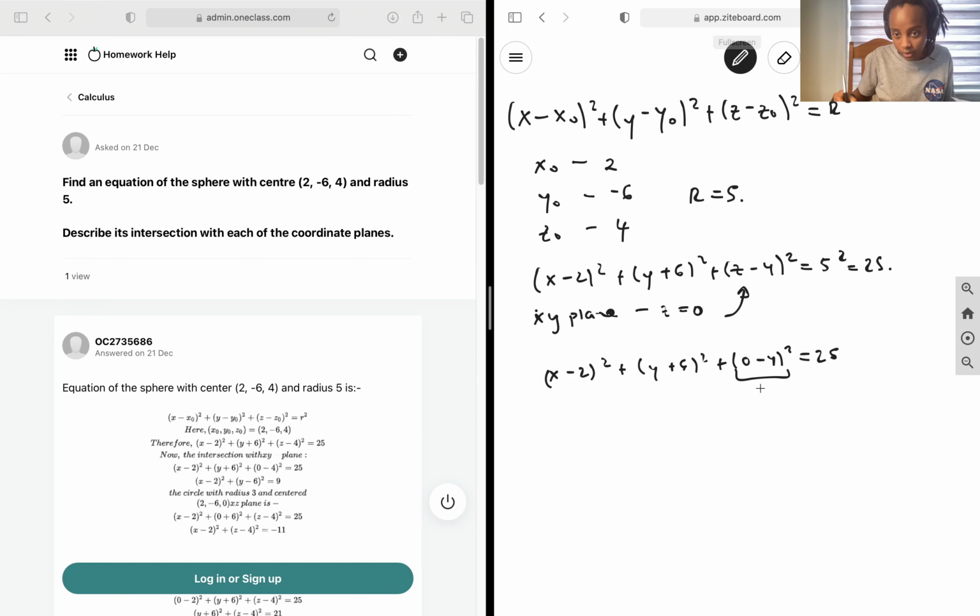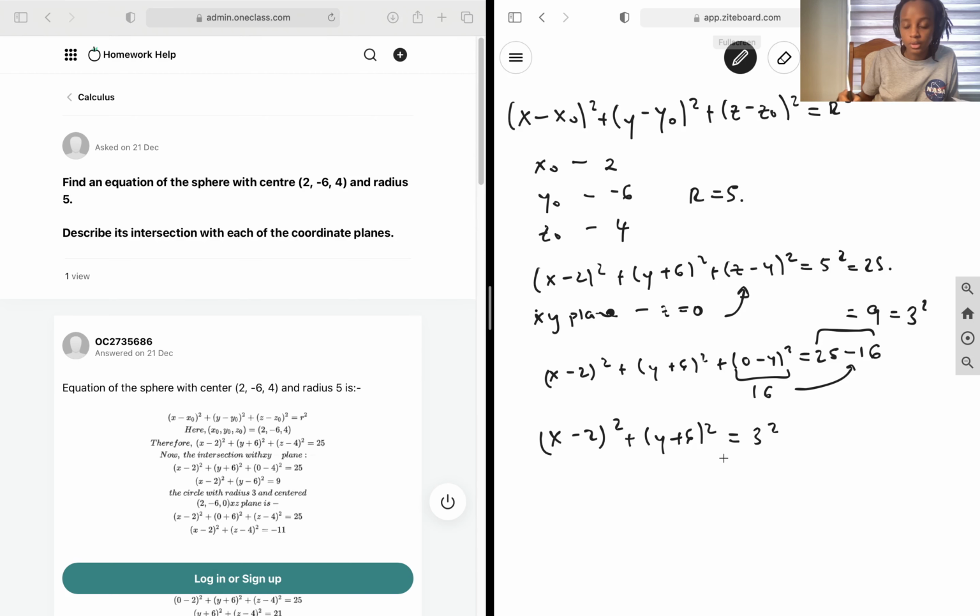And this -4 squared is 16, and I'm just going to move it here to the other side to become -16. And this is, of course, equal to 9, which is the same thing as 3 squared. And so we get x minus 2 squared plus y plus 6 squared is equal to 3 squared. So this is going to be a circle centered at 2, -6 with a radius of 3.